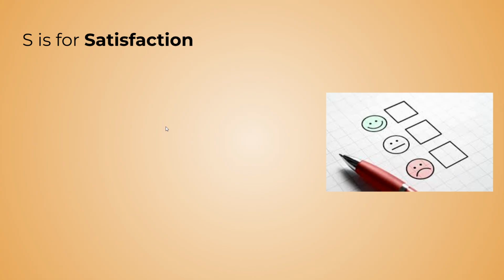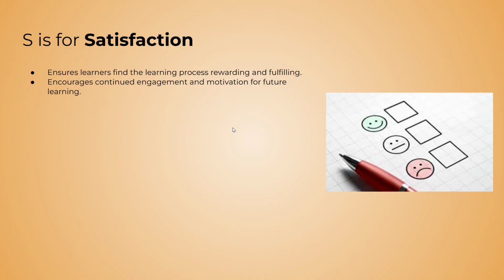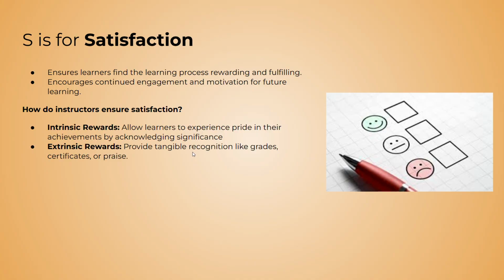So S finally is for satisfaction, because if students are dissatisfied, they're less likely to want to go back and continue learning. So it ensures learners find the learning process rewarding, fulfilling, and they are continually engaged and motivated to learn in the future. So we ensure satisfaction among students by offering intrinsic and extrinsic rewards. So we allow them not only to experience pride in their own work, but we also provide tangible recognition, and we give them grades, praise, certificates, and different kinds of positive feedback. And we allow further opportunities to apply their knowledge and their interest in a meaningful context.